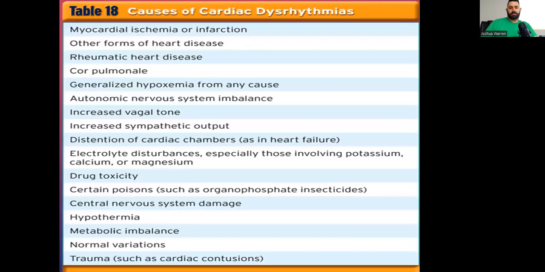Now, what are some other causes of cardiac dysrhythmias? Tell me about it. Whole bunch. Rheumatic heart disease, cor pulmonale, generalized hypoxemia of any cause, increased vagal tone.